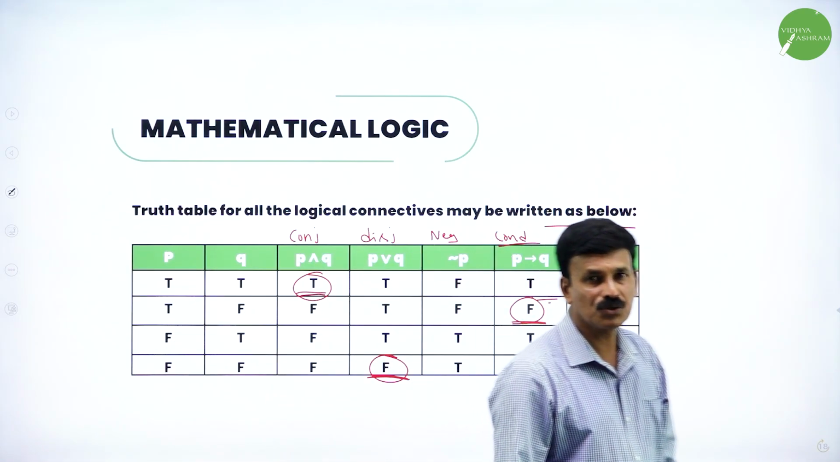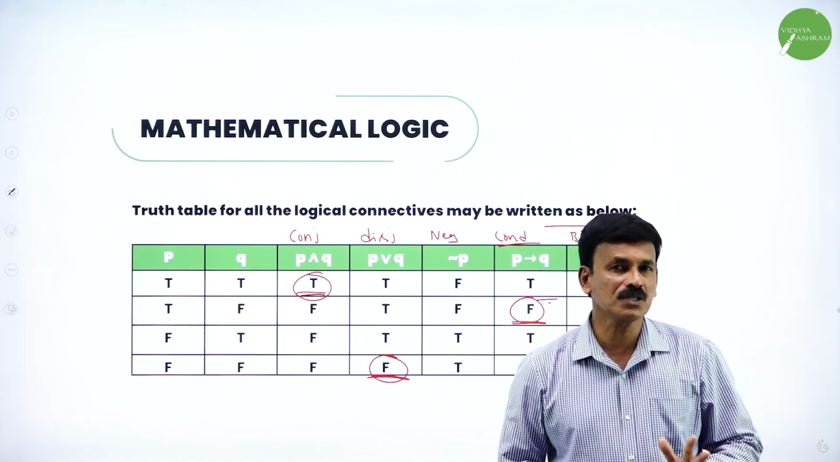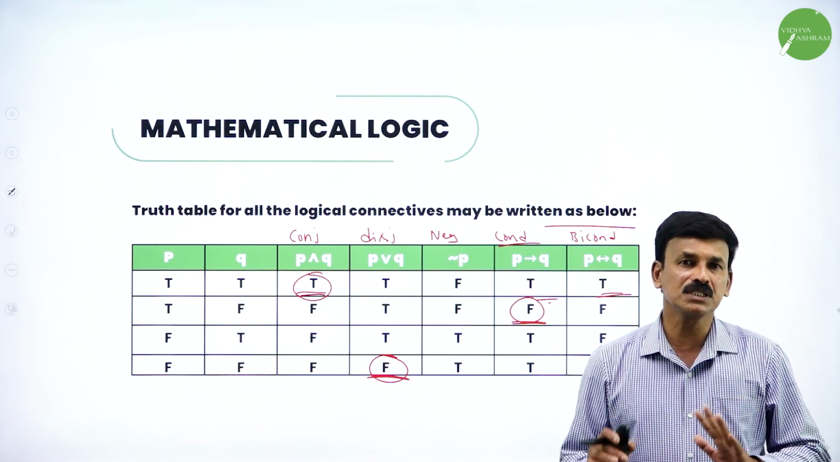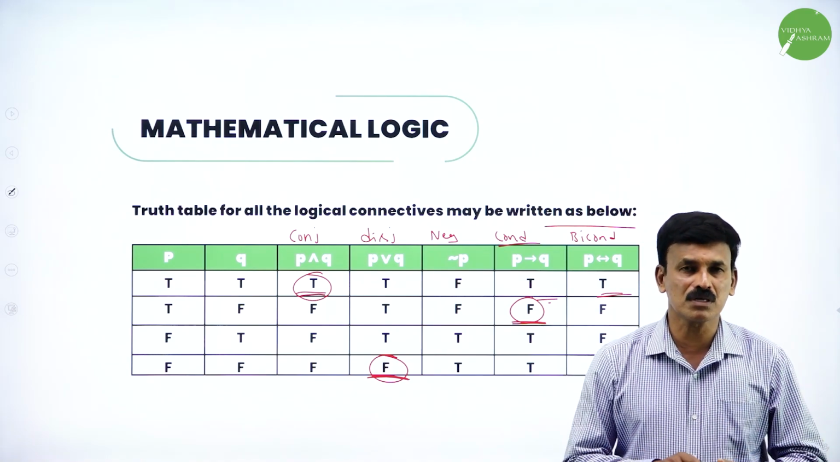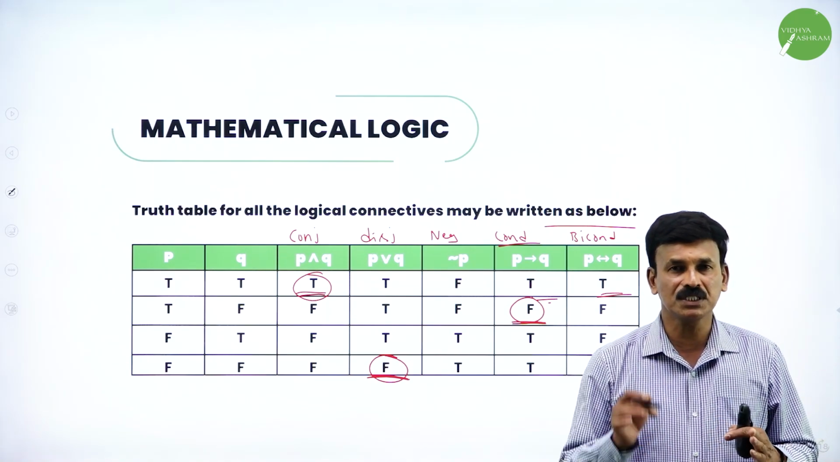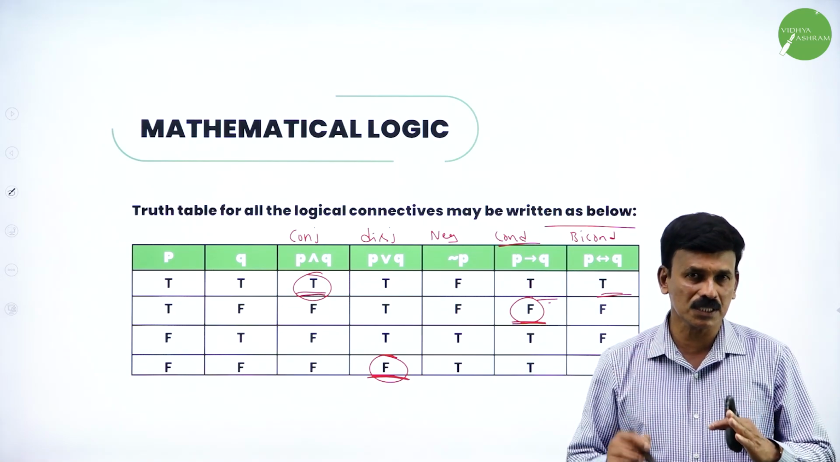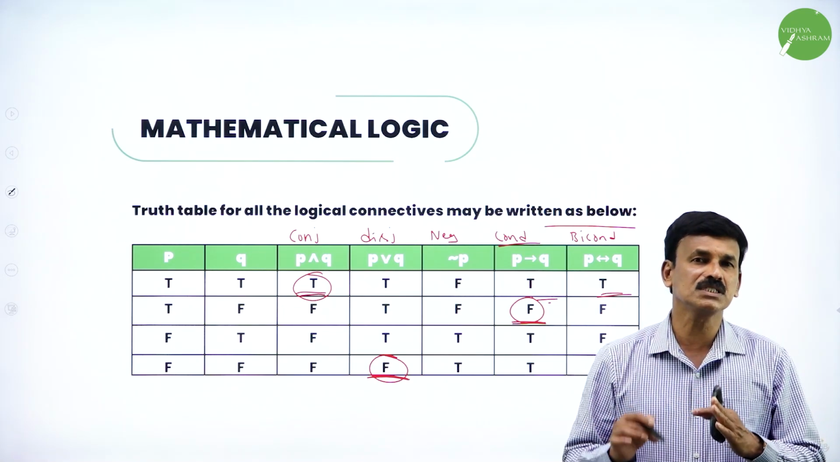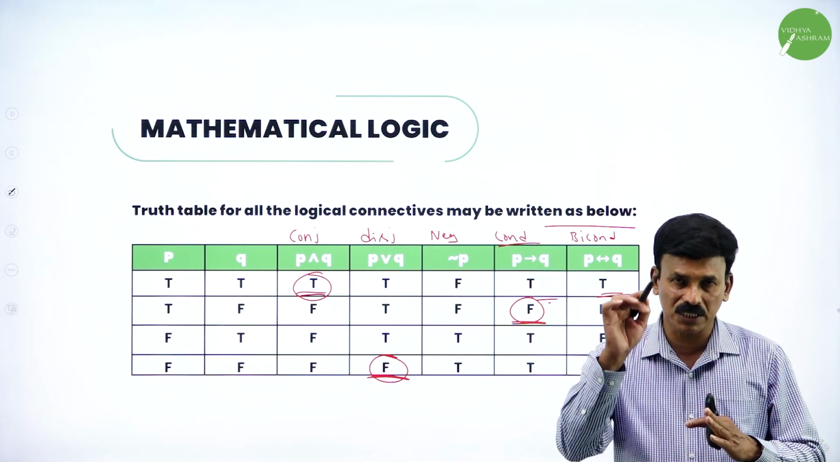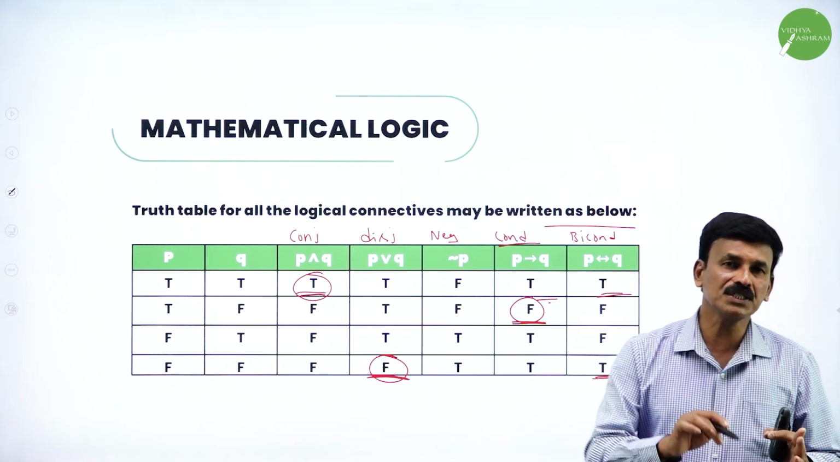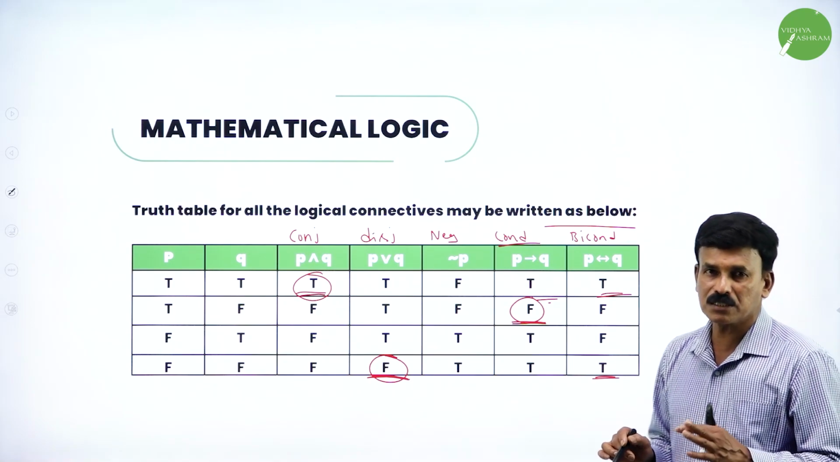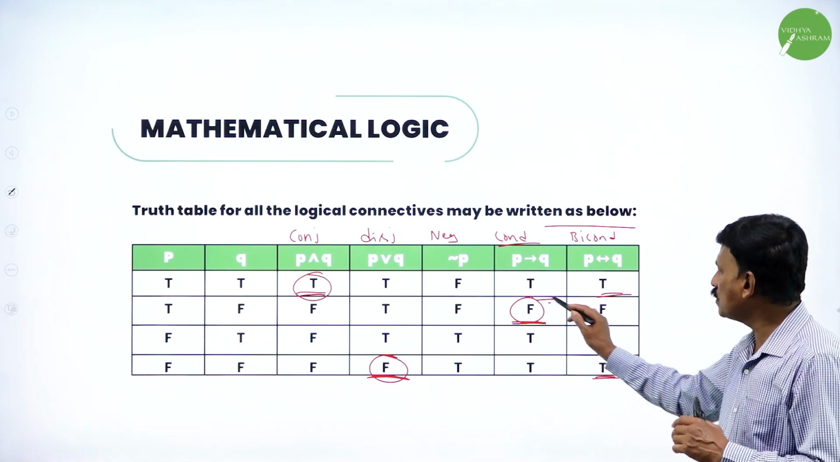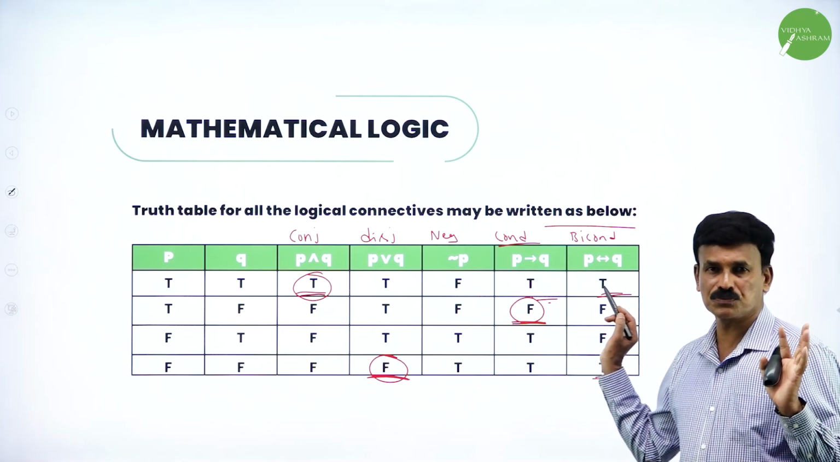So, this is how we are going to write the truth table for all the connectives: conjunction, disjunction, conditional, biconditional and the negation. Very simple concept. For conjunction, true and true is true. In all other cases, it is false. For disjunction, false and false is false. In all other cases, it is true. For negation, true is false, false is true. Whereas for conditional statement, true and false is false. In other cases, it is true.